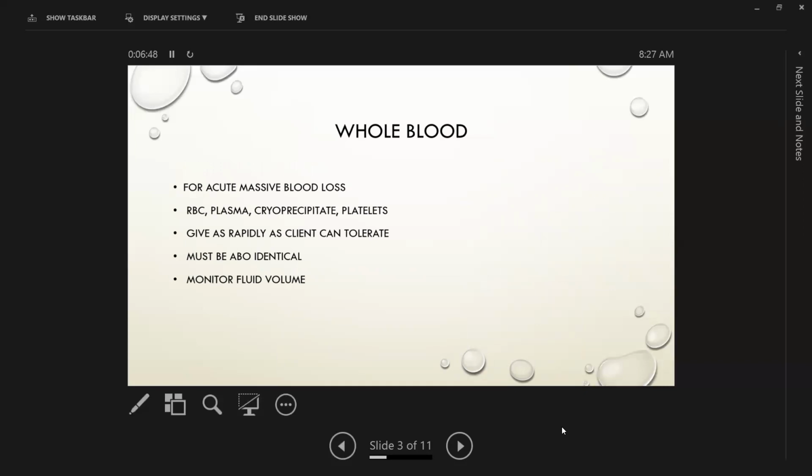And whole blood contains everything that's in blood. So it's going to hold red blood cells. It's going to have plasma. It's going to have cryo. It's going to have platelets. It's got it all in there. It's not been spun and separated out into red blood cells and platelets and plasma. Nope, it's all together. So everything that's normally in your blood is in whole blood.